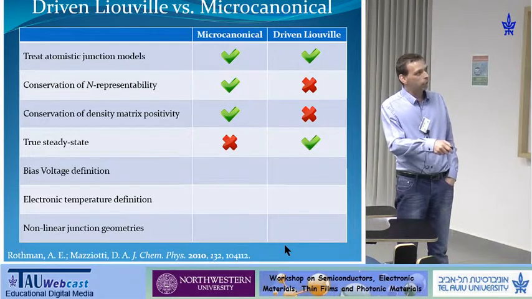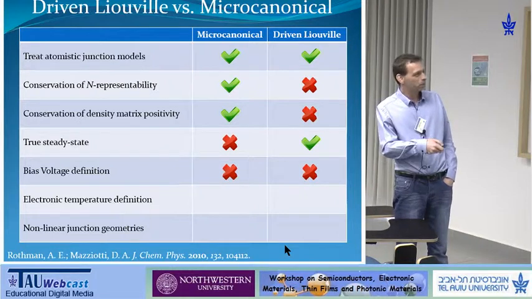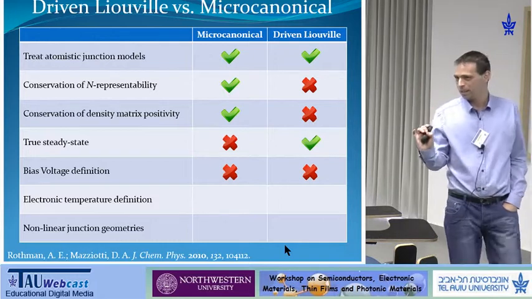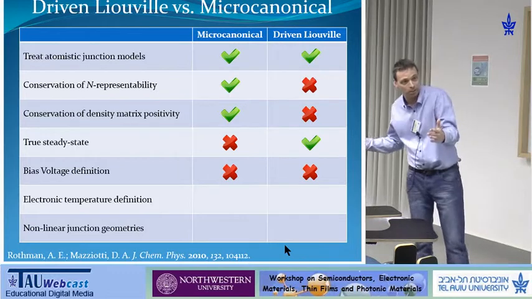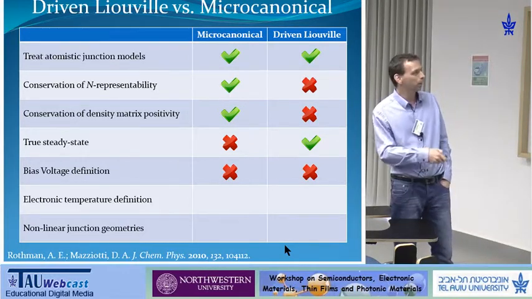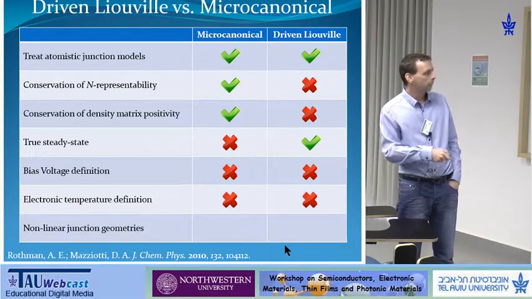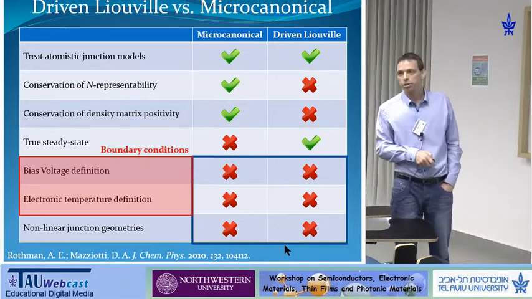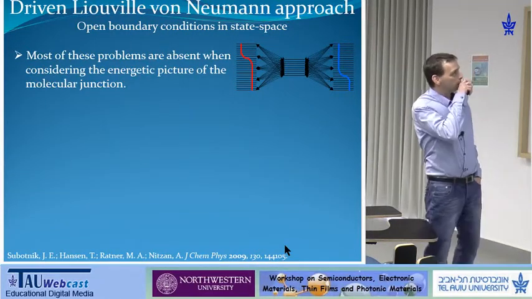Okay, here you can get a true steady state where you add those terms, but here you cannot. So this is a disadvantage of this one. Neither of them have the correct boundary conditions, right? Both of them simulate the edges as a charged capacitor and not as the true equilibrium state of your lead. So both of them have no definition of the bias voltage nor definition of the electronic temperature. Let's leave this aside. So basically, the boundary conditions are wrong in both. And we would like to fix that. How can we do that?